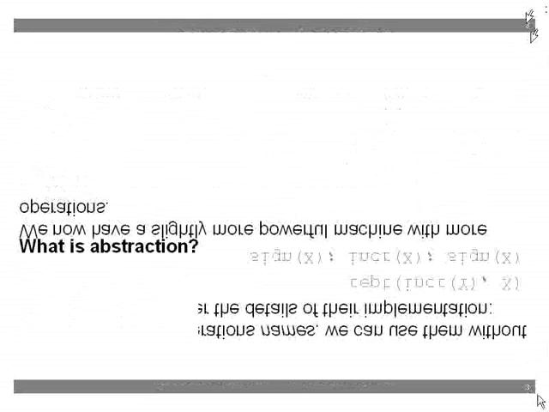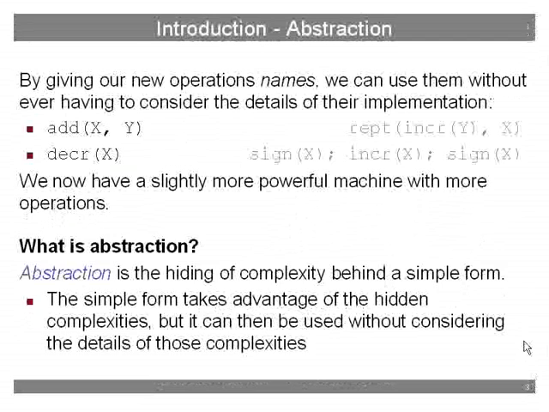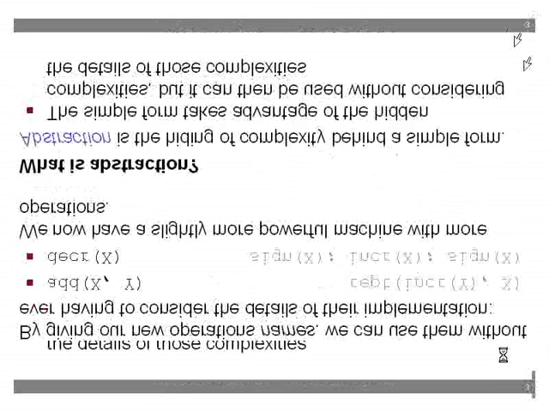What is abstraction? We've seen an example of abstraction above. Abstraction is simply the hiding of complex details behind a simple form. The simple form is the names that we have added, and the complex details are the combination of the built-in basic operations of the machine. Let's look at some examples of abstraction.